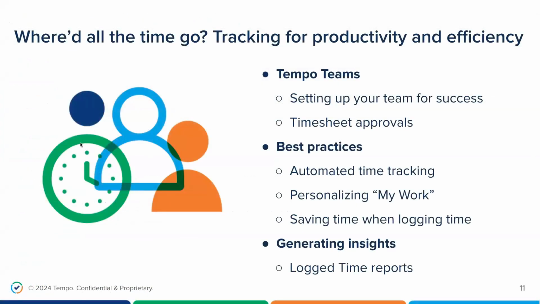So now that we have all that great setup information, we're going to move on to another demo. So this one is "Where'd all the time go? Tracking for productivity and efficiency." Okay. So this workflow will touch on a few more essential elements of timesheets, such as Tempo teams, so setting up your team for success, and timesheet approvals. And there will also be some best practices. So there will be talk about automated time tracking, personalizing your My Work, and this is all to save time when logging time, okay? And then generating insights. So in this example, we will have a look at logged time reports.